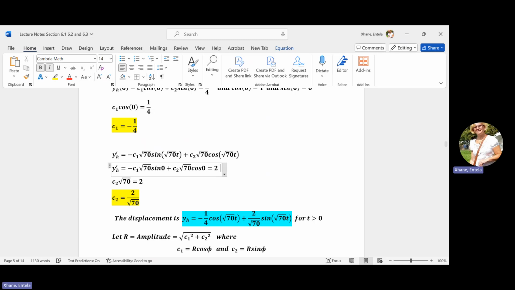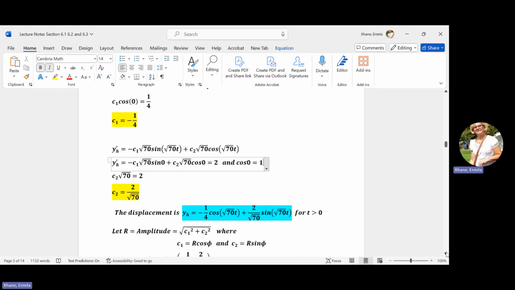Cosine of 0. So you're not thinking that it's a 0. Cosine of 0 is 1. And then, therefore, this product is going to be C2 square root of 70 equals 2. So that's C2. So the displacement equation is given in this form: negative 1 over 4 cosine square root of 70t plus 2 over square root of 70 sine square root of 70t, for t positive.